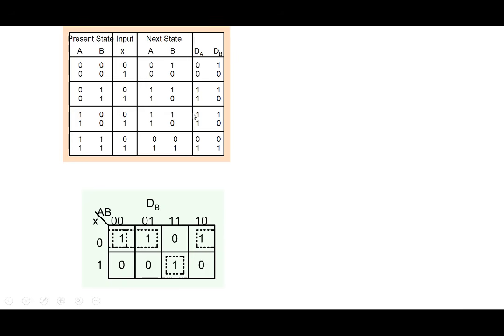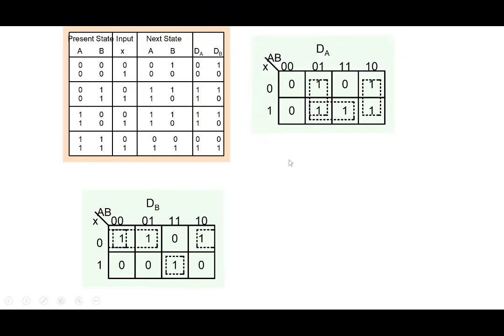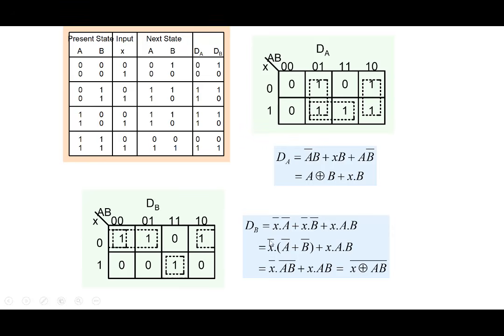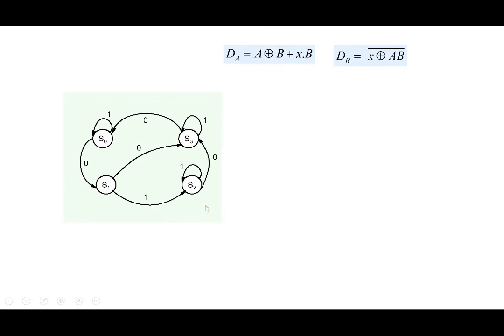So for example, this describes DB here, in terms of X and AB. AB is QA and QB here. And this describes the DA here. So we know how to minimize using the K-map, and so these are the expressions for DA and DB. We'll not go into the details.